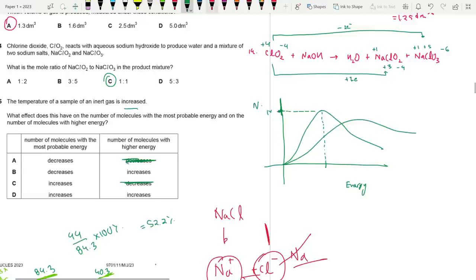However, check this. The most probable energy has now changed. It is over here now, and look at the number of particles having that most probable energy. It has decreased from a higher value on the y-axis to a lower value. Okay, so this will be B. 15 is B. The number of molecules with a higher energy has increased. However, the number of molecules having the most probable energy has decreased. This is something that candidates have to know before you give the exam, okay?